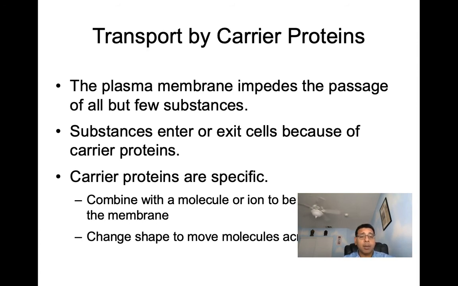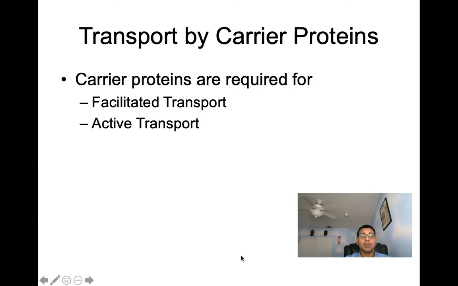So here we're going to be talking about how substances are going to enter or exit the cell because of carrier proteins. And carrier proteins, we said, are specific. We're going to see they change shape. In order for them to be able to move the molecules across the membrane, they have to have a shape change take place. Now, transport by carrier proteins is required for facilitated transport and for active transport. Let's talk first about facilitated transport.